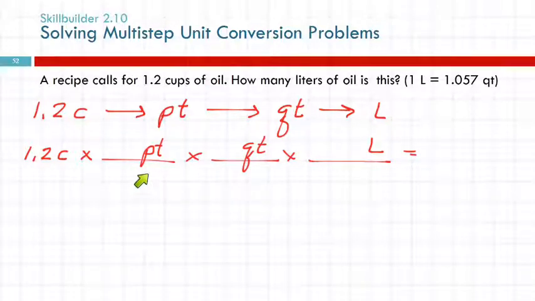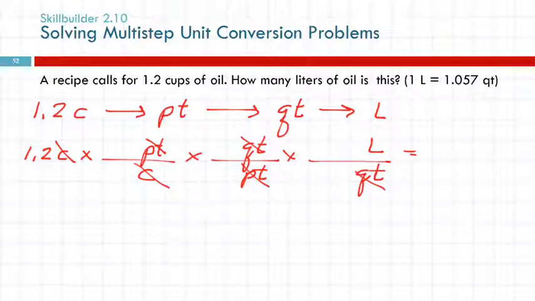So the first fraction here, I need to divide by cups because I want all these extra units to go away. So cups cancels out. The next one here, I'm going to divide by pint. So pints cancel out. And the last one, I'm going to divide by quarts. So the quarts cancel out. It's the units. It's all about the units.